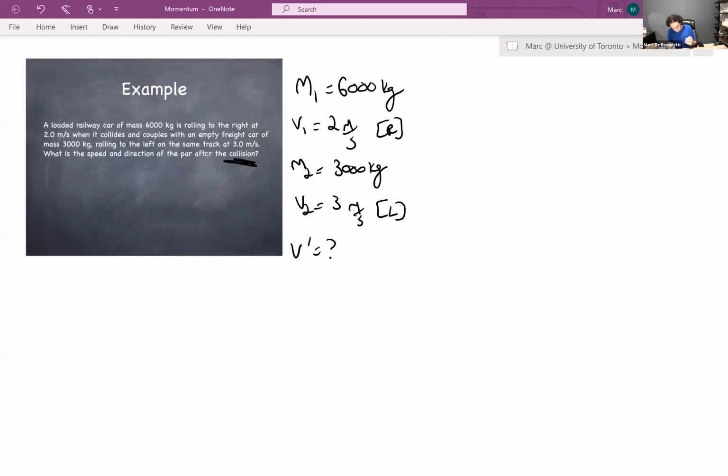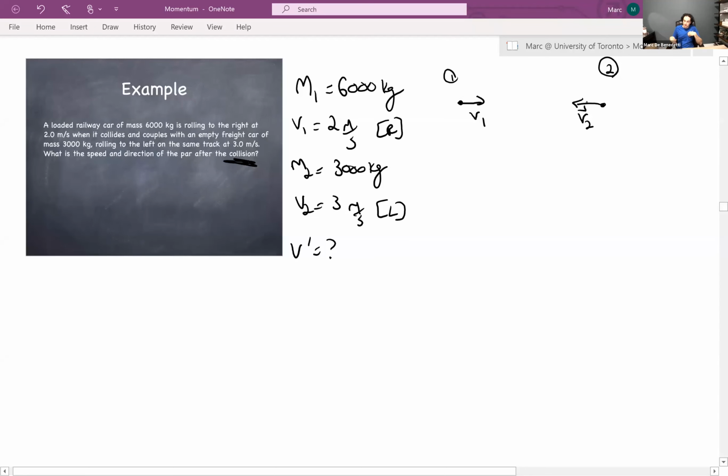Okay, if we start with a diagram, we have object 1 and object 2. And let's say here we have V1 this way and V2 this way. So there we go. There's the equivalent to the free body diagram. It's not exactly a free body diagram, of course, because they're not forces, they're momentums. But anyway, it's a diagram nonetheless that depicts what's happening.